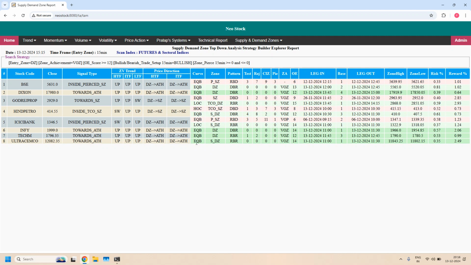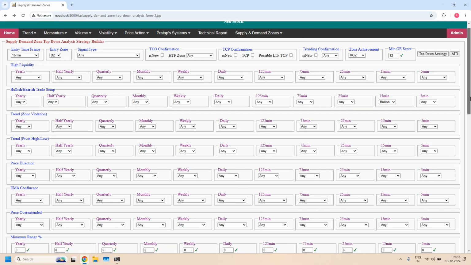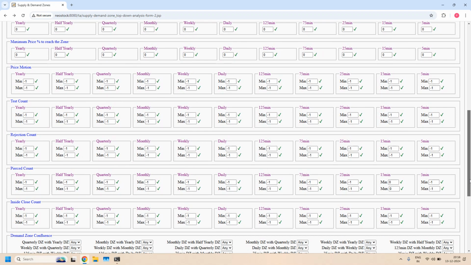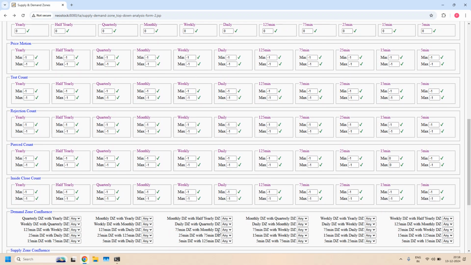Out of these 8 15 minute demand zones, there could be some high probability setup supported demand zones available. We need to filter them. The first filter is based on LTF and ITF demand zone confluence. That is 15 minute demand zone with 75 minute demand zone confluence. I am enabling that filter.